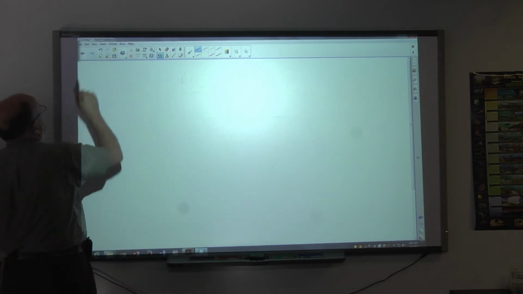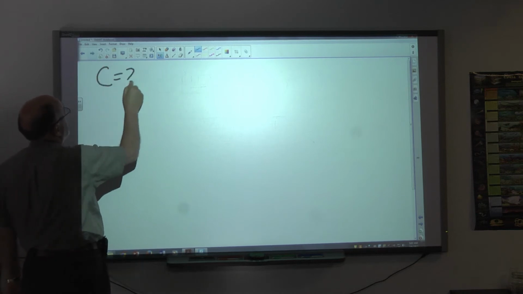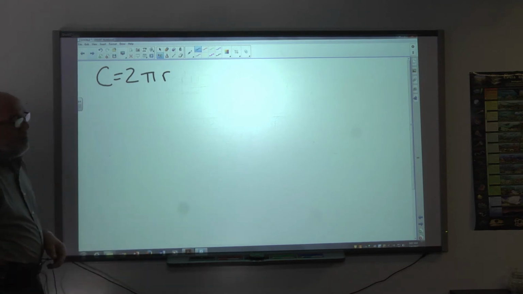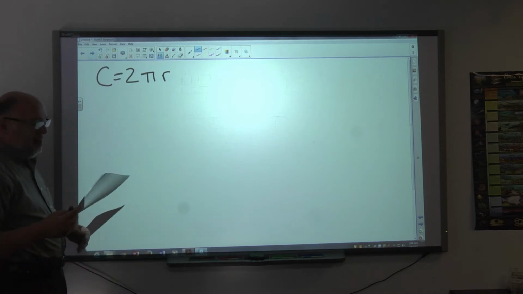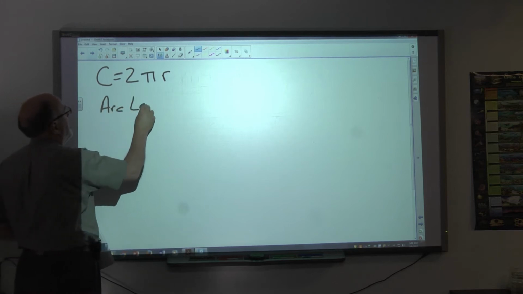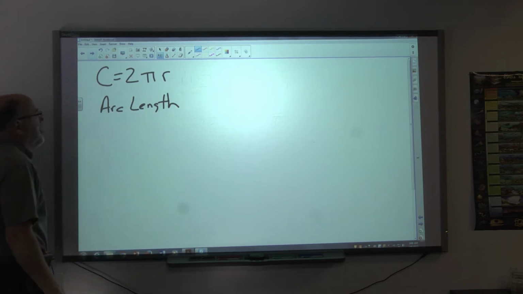Now, in terms of equations dealing with circles, we have the circumference of a circle, C equals 2 pi r. You've probably seen that before. Circumference is a measurement around the outside of a circle. If you go all the way around the circle, you're going 360 degrees, which is 2 pi. So now the formula for arc length. Circumference is just a special arc length. It's the arc when you go all the way around a circle.